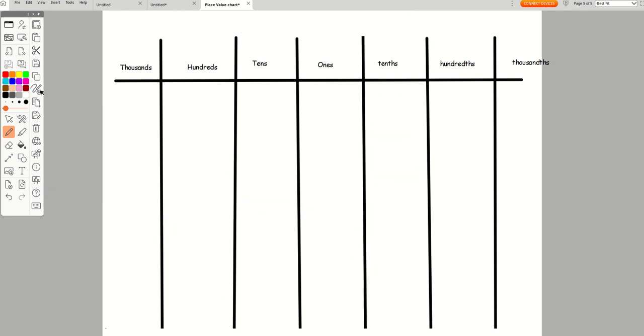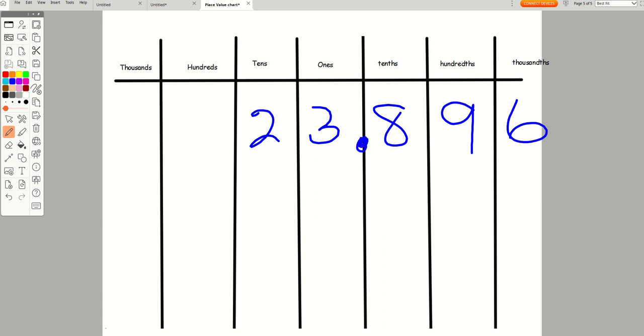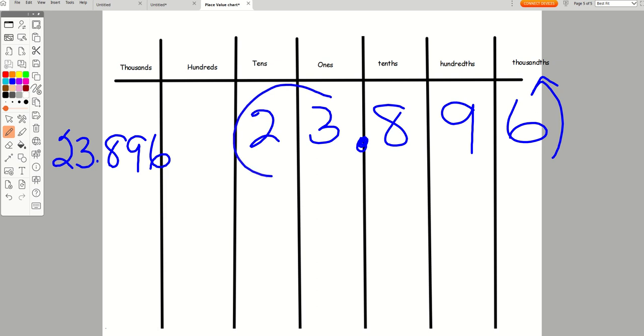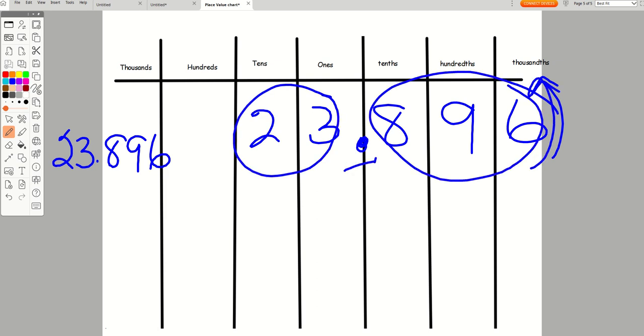I'll show you that one more time, with a little bit bigger of a number. Let's see, 2, 3, 8, 9, 6. Put my decimal in there. So I have 23 and 896 thousandths. 23 and 896 thousandths. That's how we say that.